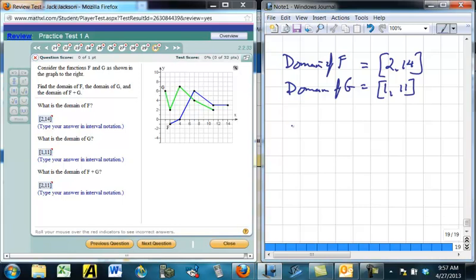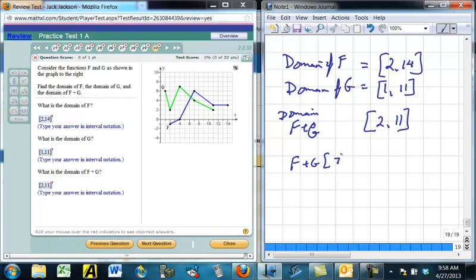Now, what's the domain of f plus g? It's got to be the overlap of these, because you have to be able to find both of these. So notice we couldn't put in numbers between 1 and 2 because f is undefined there, and we can't put in numbers bigger than 11, but between 2 and 11 both are defined. So the overlap is between 2 and 11, including 2 and 11. So that's your domain.